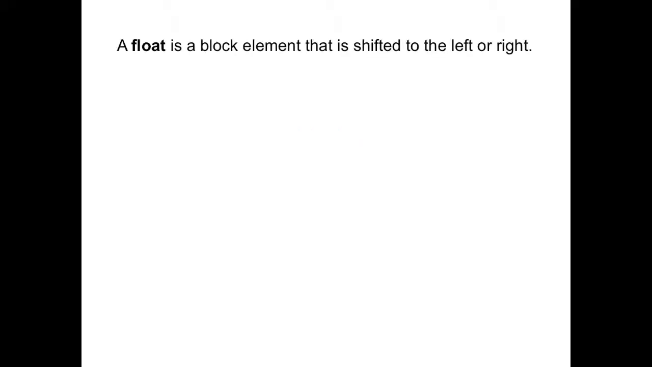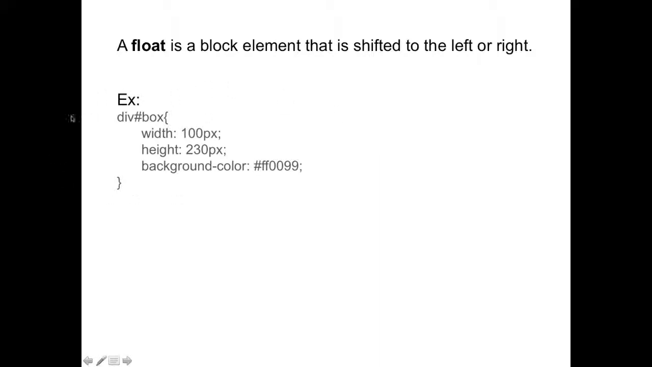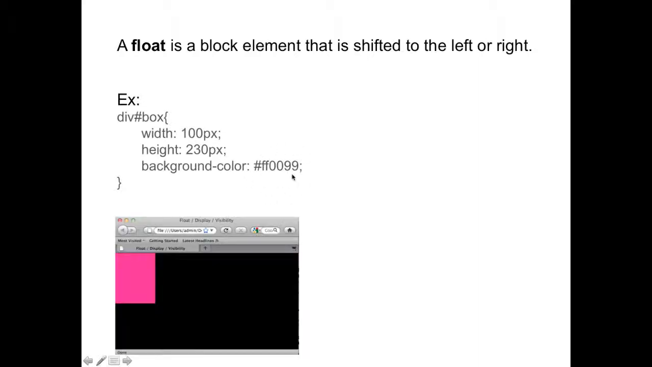Floats. A float is a block element that is shifted to the left or the right. Let's look at this example. We have a div whose ID is box. This is the syntax in CSS. It is 100 pixels wide and 230 pixels high, and it has this fuchsia background color. On a black background, if the body were black, this is how the div would look.